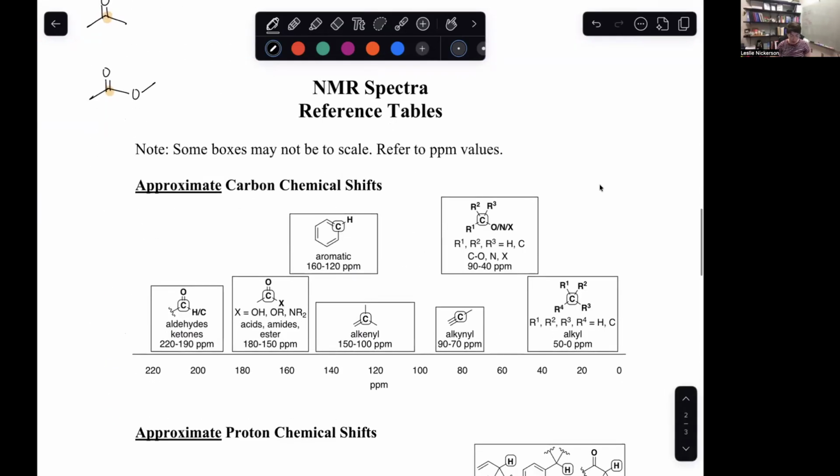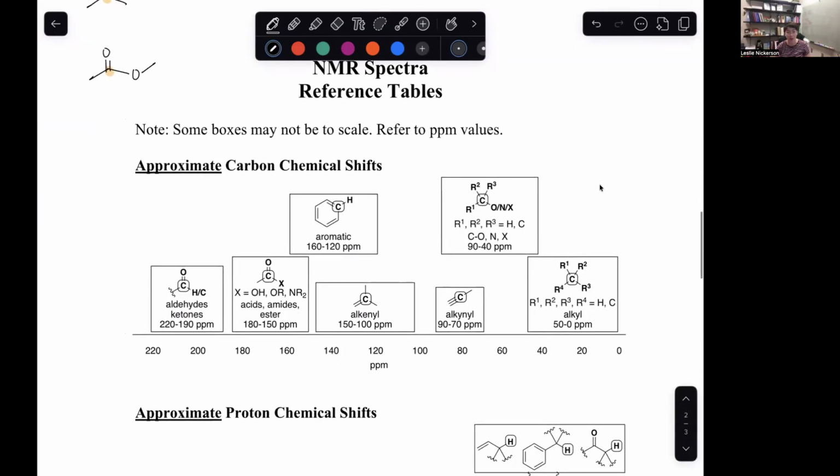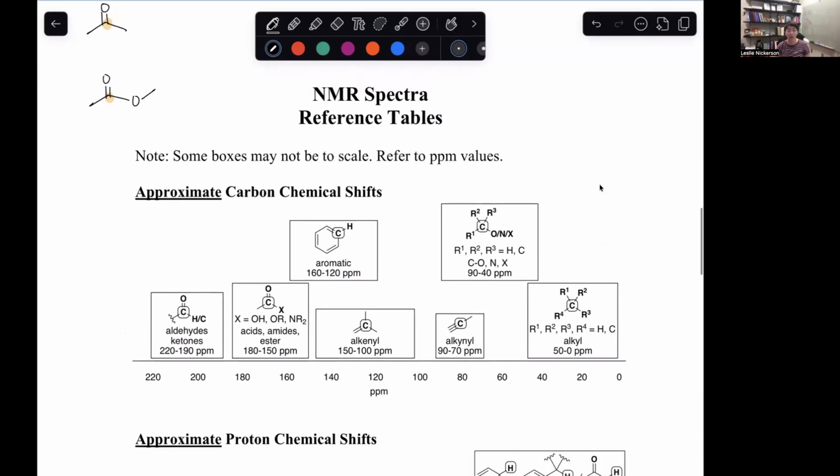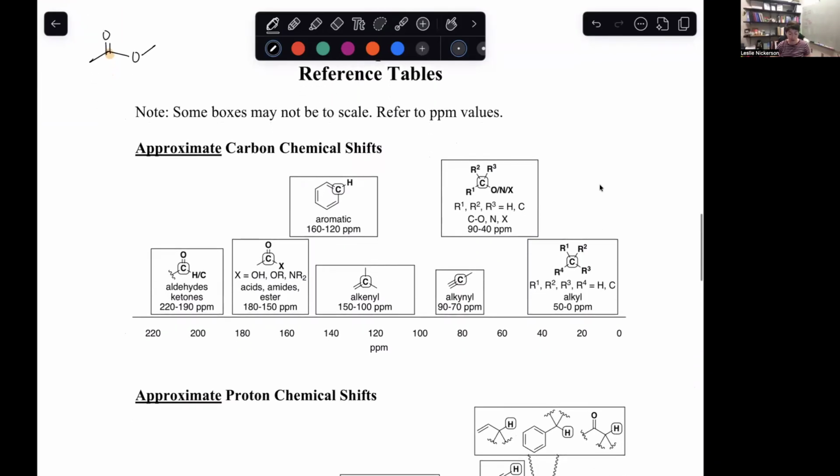Okay, so let's look at some reference tables. So these are the tables that you're going to be using for the class, the lab, and this will be available on exams as well. So I'm not expecting you guys to memorize these values. You will probably start memorizing them just from a lot of constant use, but I don't need you to be doing flashcards on these or anything like that.